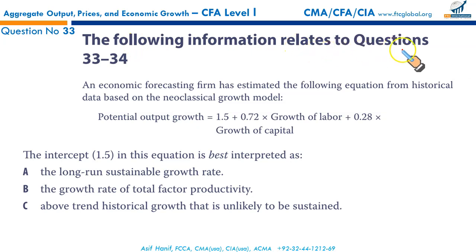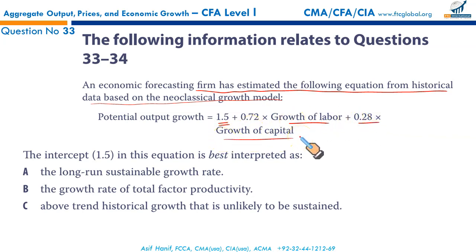The following information relates to questions 33-34. An economic forecasting firm has estimated the following equation from historical data based on the neoclassical growth model. Potential output growth is equal to 1.5 plus 0.72 times growth of labor plus 0.28 times growth of capital. Okay.